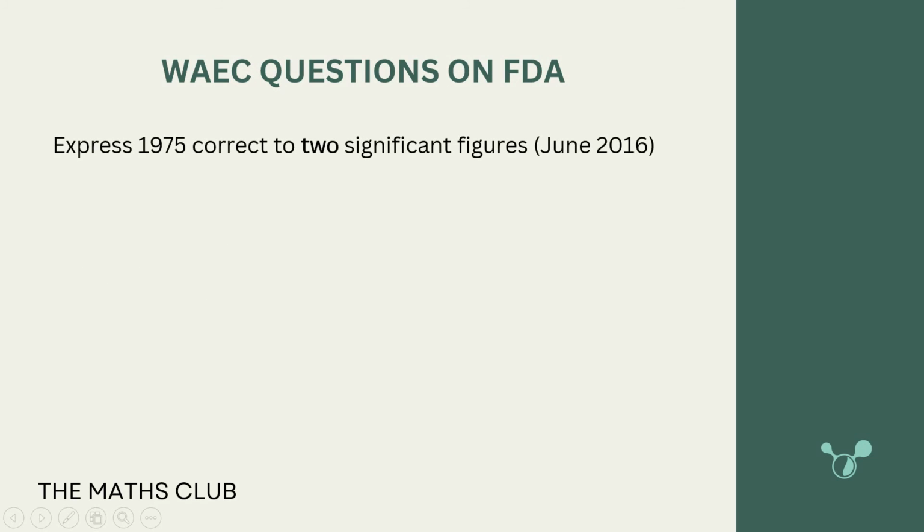So it says express 1975 correct to 2 significant figures. So this is significant figure 1, significant figure 2, right? After the significant figure 2, the next value is greater than 5. So we're going to add 1 to this 9. And because it's already greater than 9, it's already 10. I can't write 110 now, no. So I have to take the 0 from the 10 and carry over the 1, right? So what we have will be 2000, and that is option D.